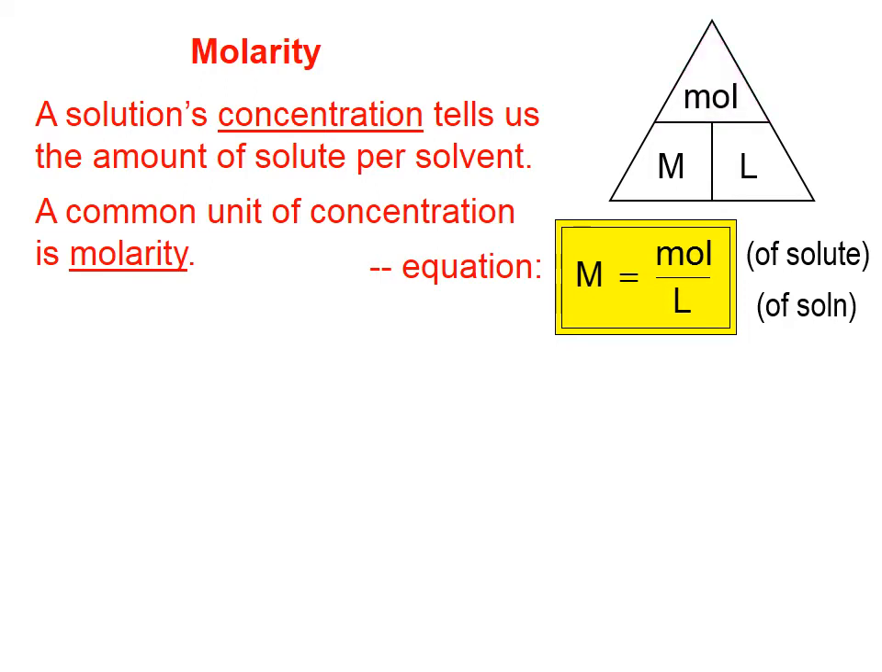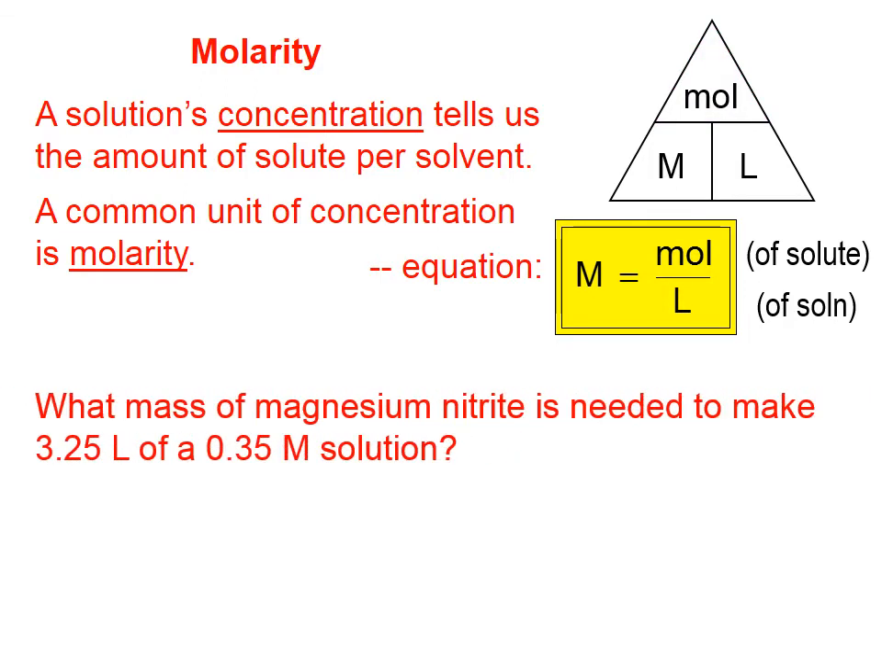Typically, second year chemistry students don't need to use that triangle, but it's there in case we need it. And the one reason I still like to show it, even for my AP chemistry students, is related to this problem that we're going to tackle next. What mass of magnesium nitrite is needed to make 3.25 liters of a 0.35 molar solution?